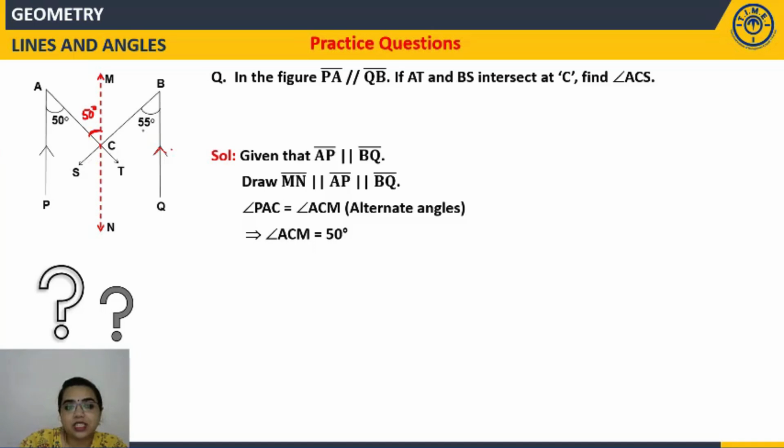Similarly, look onto this side, tell me. Angle QBC will be equal to angle BCM. Very good. What is this angle now? This angle will give us 55 degrees.